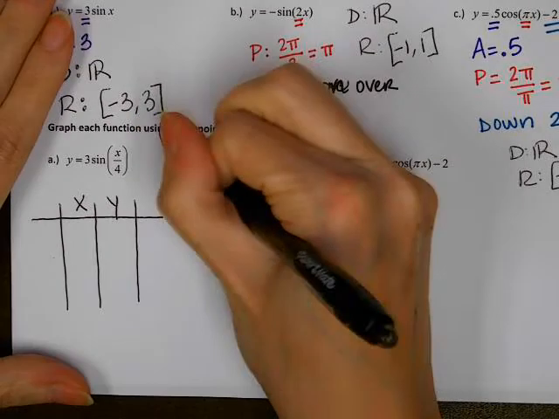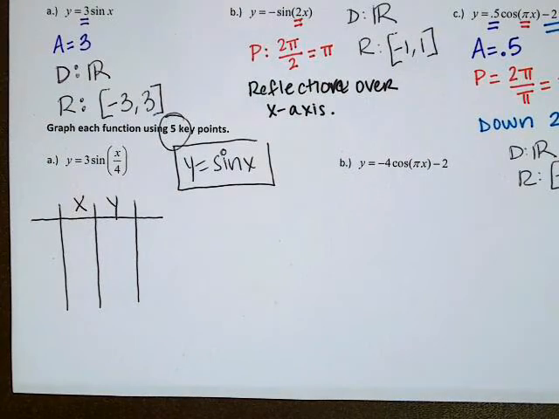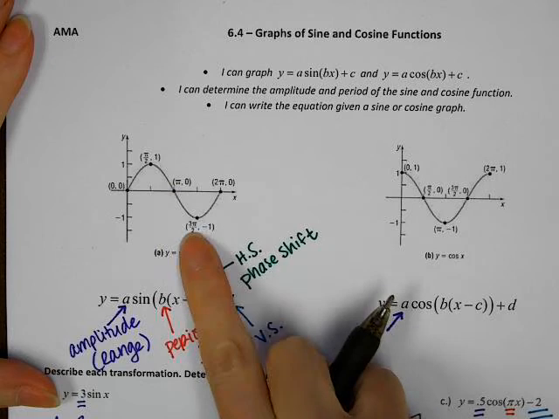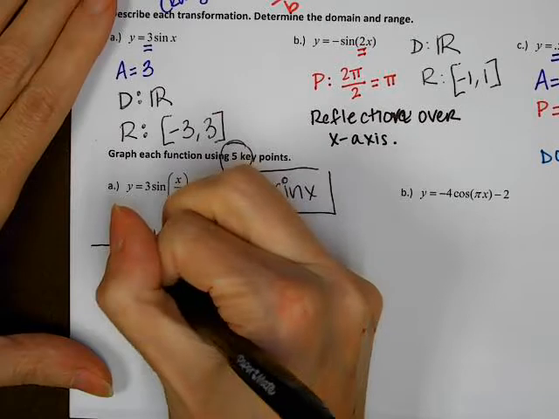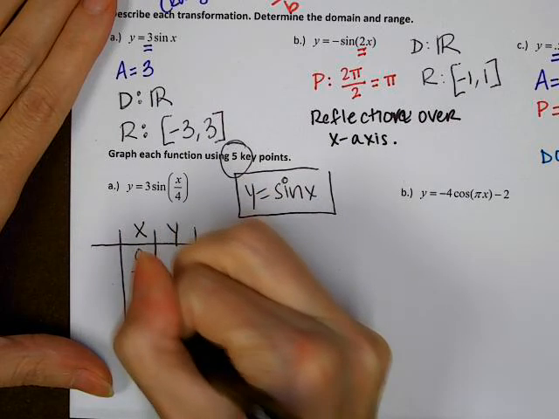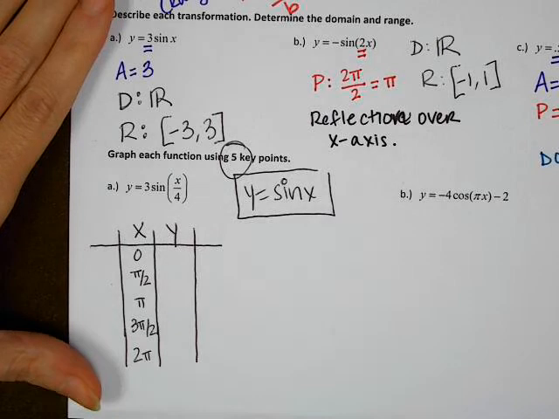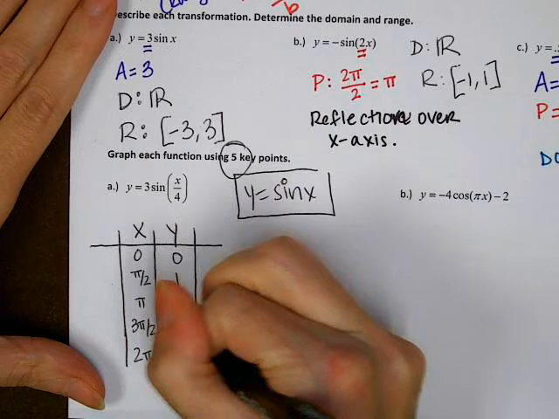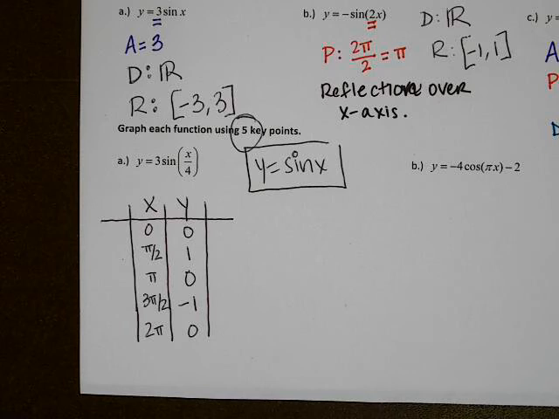So let's get our table drawn just for sine with no transformations. Our 5 key points are going to be 0, pi over 2, pi, 3 pi over 2, and 2 pi. And the y values are the same ones from up here: 0, 1, 0, negative 1, 0. Right? That's from the unit circle and from that top graph. So now we've got to say, okay, what's changing here?